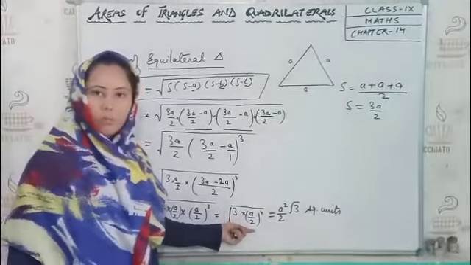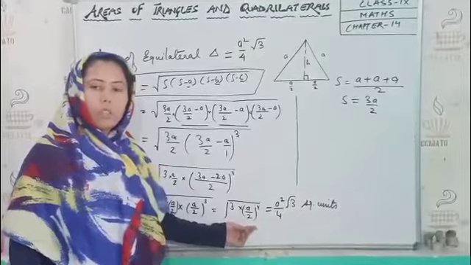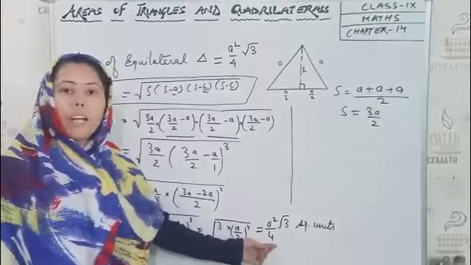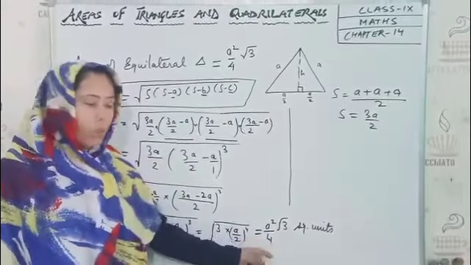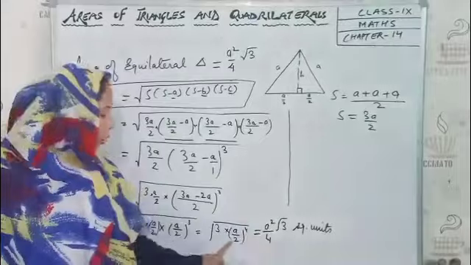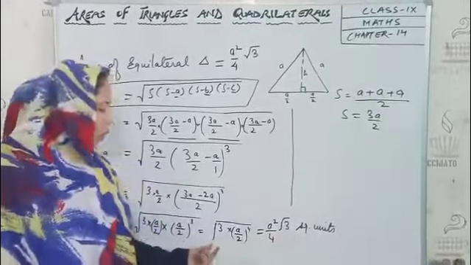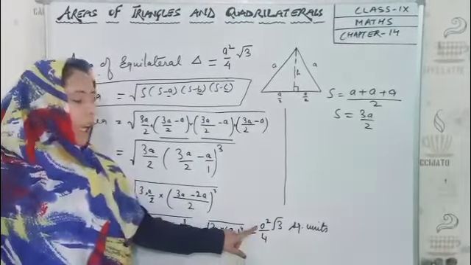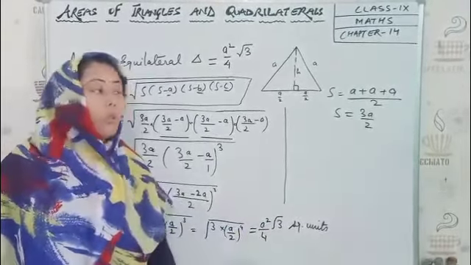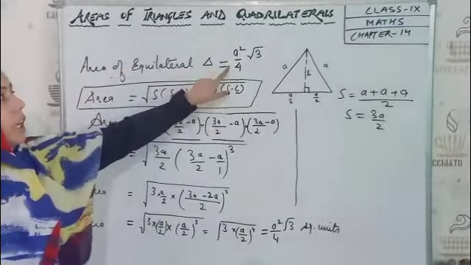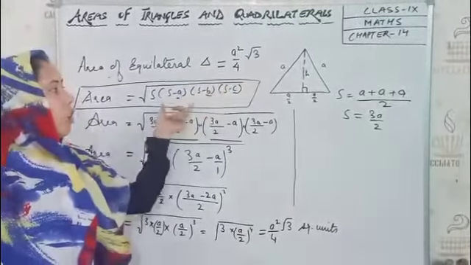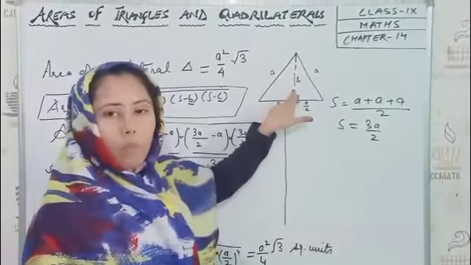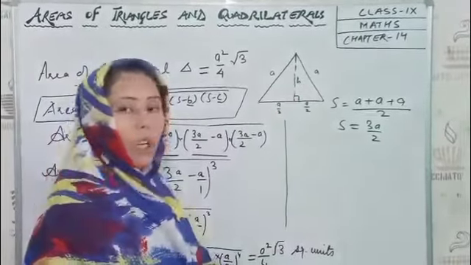Now the power is 4, so with the square root, the square root cancels and a square by 2 square comes out. 2 square means 4, so a square by 4. The root 3 will remain inside, because 3 was not a square. So the area of an equilateral triangle will be a square upon 4 root 3 square units. Area of an equilateral triangle will be root 3 a square by 4 according to Heron's formula, in square units. Now we can also find the height of an equilateral triangle using this formula.